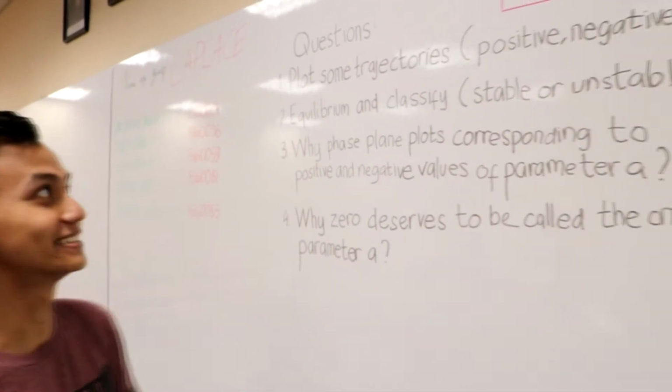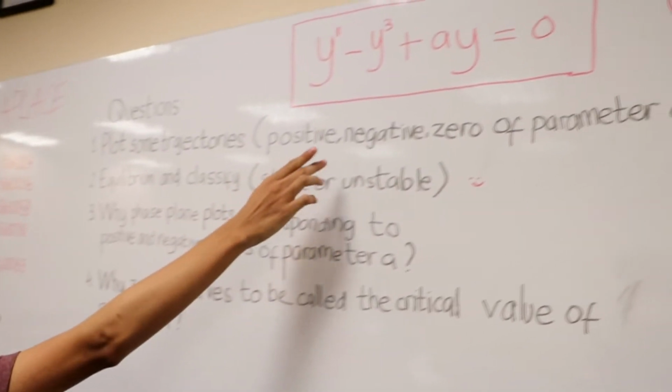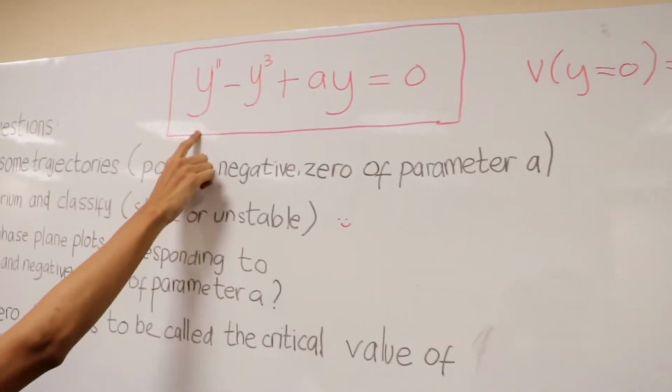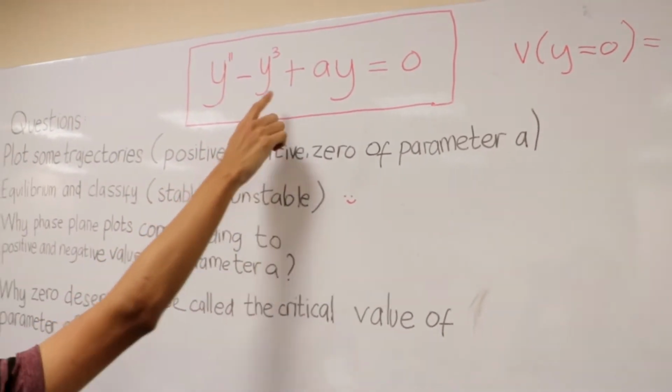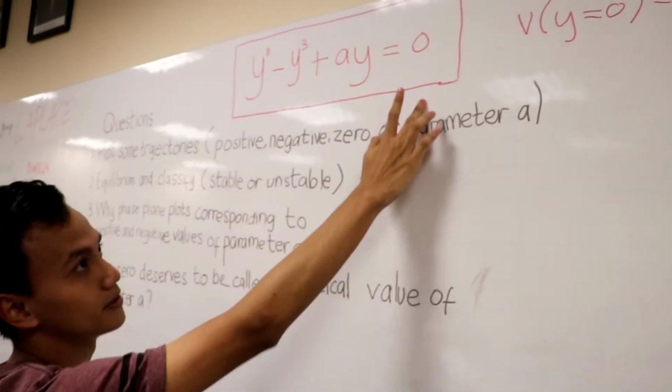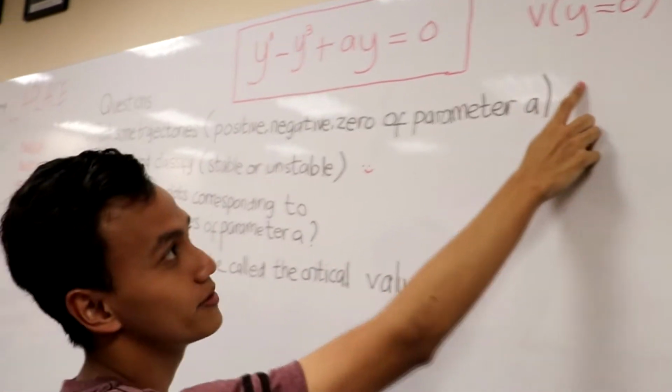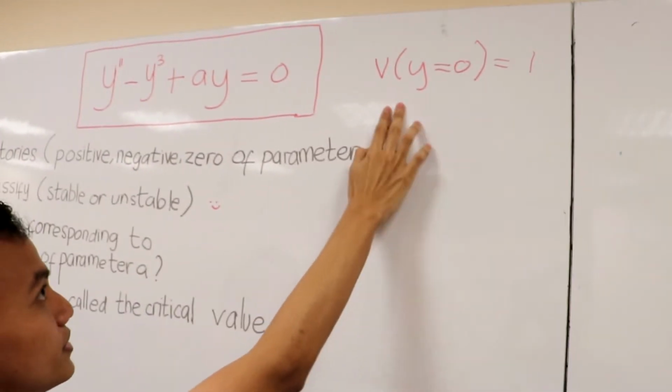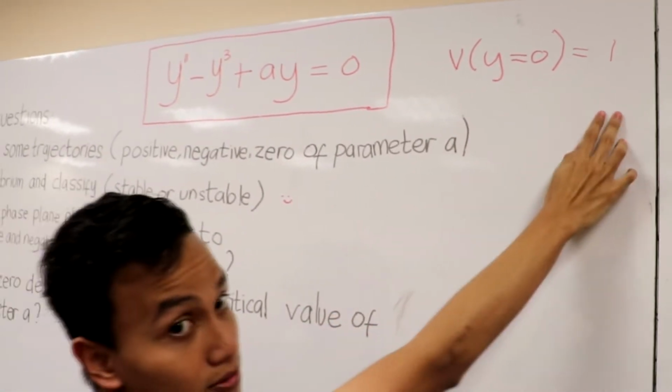Hello guys, this is the question about our project, and this is the equation. First we have y double prime minus y to the power of 3 plus a y equals 0. And in this case we have the initial value, v of y equals 1.